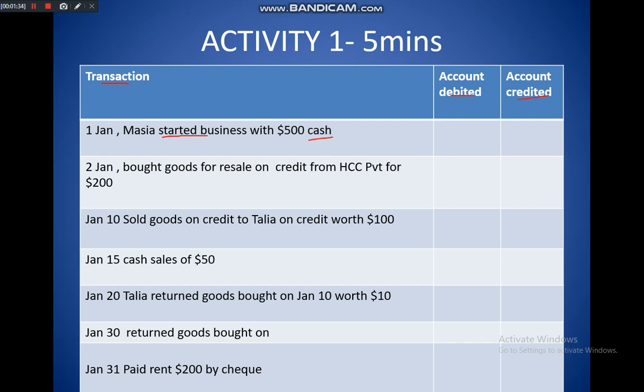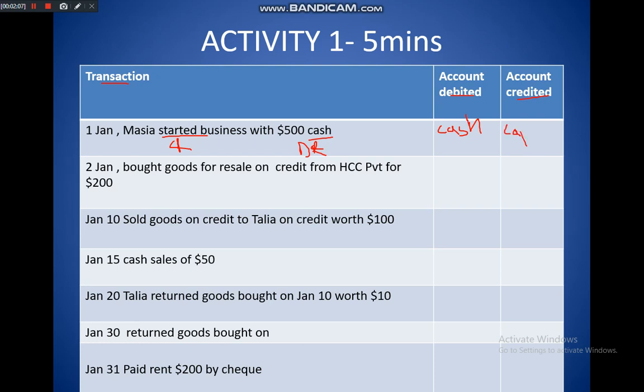Which account is debited? It means we credit capital. Capital account is credited, and in this case cash account is debited. So you debit cash, then you credit what? Capital. So that's what I want you to do. You debit cash account, in this case cash. Then the other account is capital. Then you credit what? Capital account.